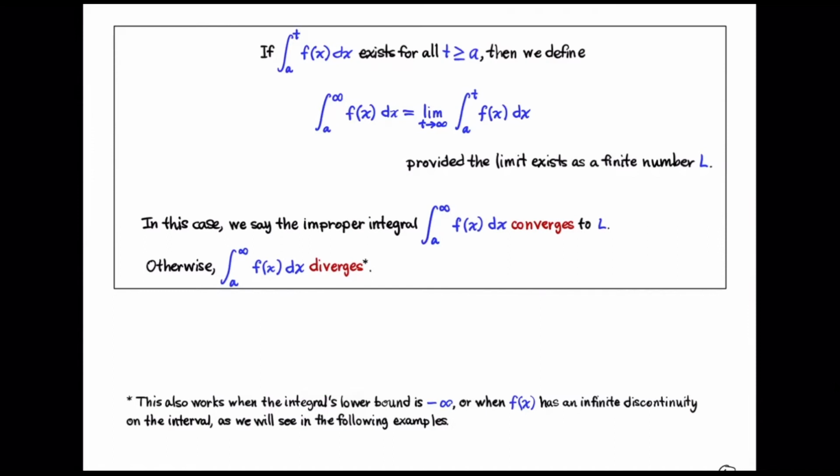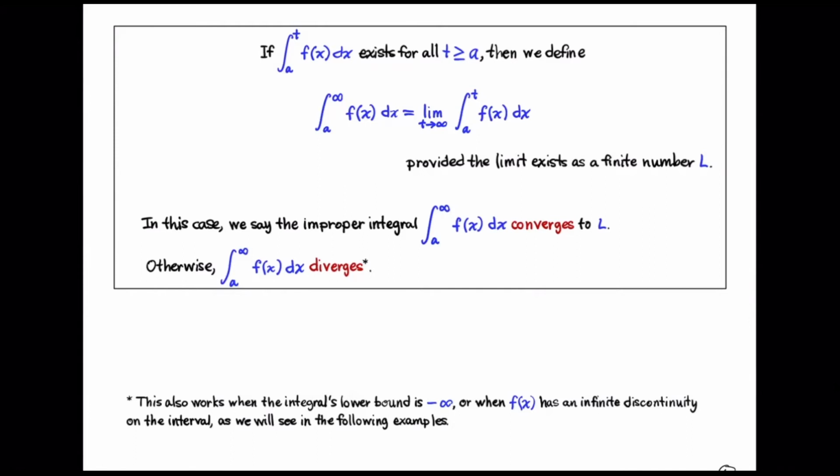Alrighty, so it converges to L. That's just your notation there. Otherwise, if it does not converge, then we say that it diverges. Okay, and as you had asked earlier, it also works when we have a lower bound of negative infinity, or when we have a discontinuity on our interval, or any combination of those things.